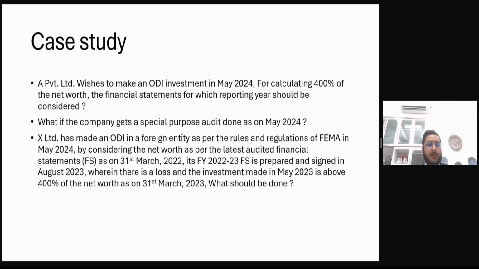Now, what to do? You don't have to do anything. When you are making your ODI, at that time you have to see that you are not exceeding the 400% of the net worth as per the latest audited financial statements. Afterwards, there may be a loss. The net worth may reduce. You don't have to get back the investment. There is no condition regarding that.